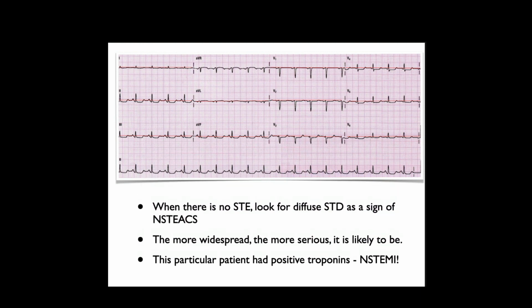When there is no ST elevation, look for diffuse ST depression as a sign of non-ST elevation ACS. The more widespread, the more leads that we have, the more serious it is likely to be. So in this case, there may be the tiniest bit in 1, but we definitely have it in 2, 3, 4, 5, 6, 7. We have ST depression in 7 leads. So that's a lot of leads. And maybe we have, again, just the tiniest bit in V2 and V1.